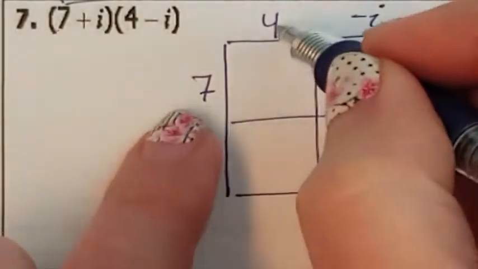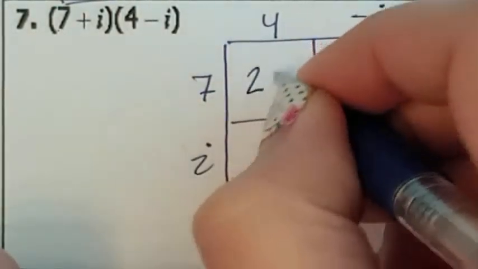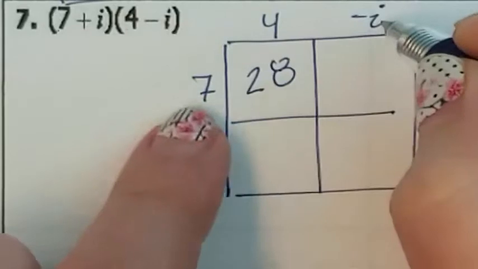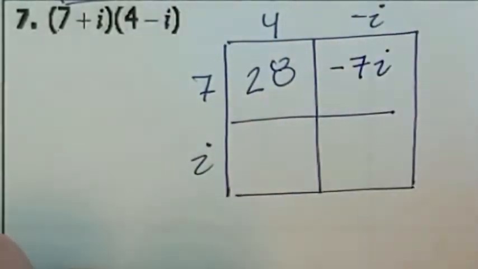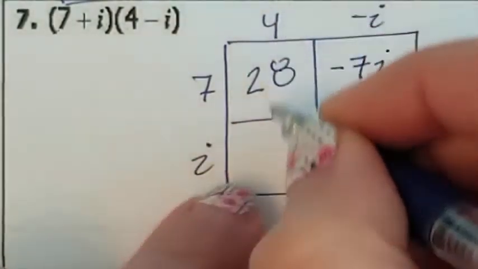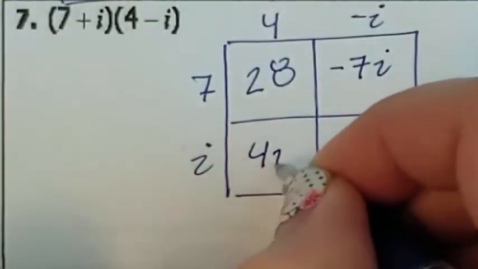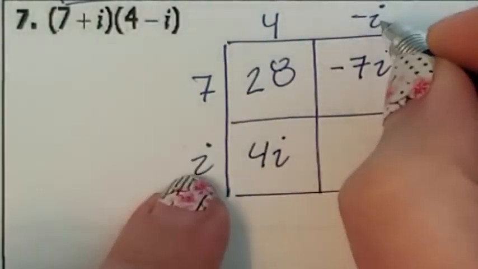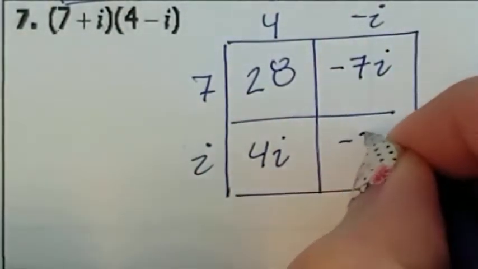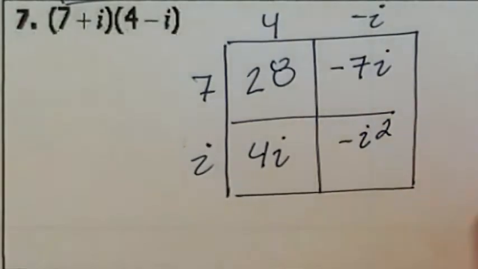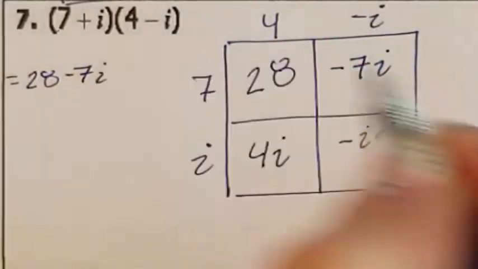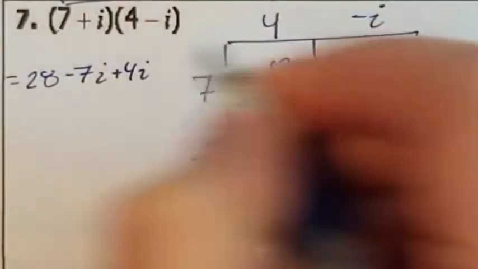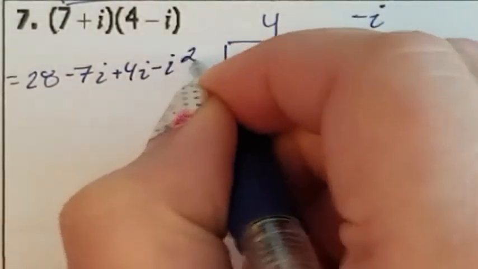So this square right here is 7 times 4, which is a 28. This square right here is 7 times a negative i, which gives me a negative 7i. This square right here is 4 times i, which is a 4i. This square right here is i times negative i, which is a negative i squared. So my final answer is me adding together all four of these. So I have 28 minus 7i plus 4i minus i squared.